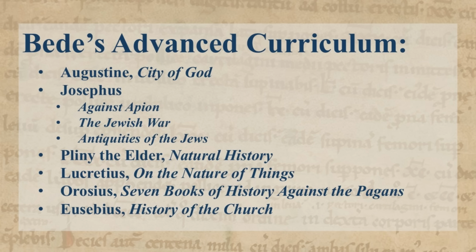Bede's more advanced students would get lessons on things like the calculation of time and the ages of the world, and in doing so they would have to learn texts like Augustine's City of God, the Jewish historian Josephus, the Romans Pliny the Elder and Lucretius, the church historians Orosius and Eusebius, and many other authors.